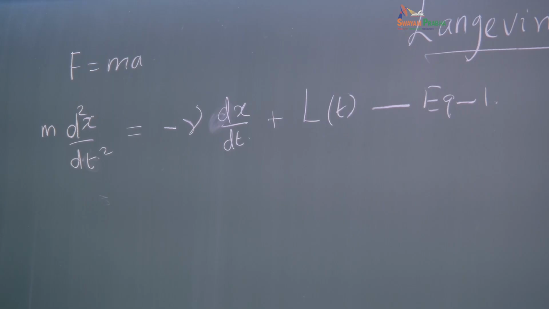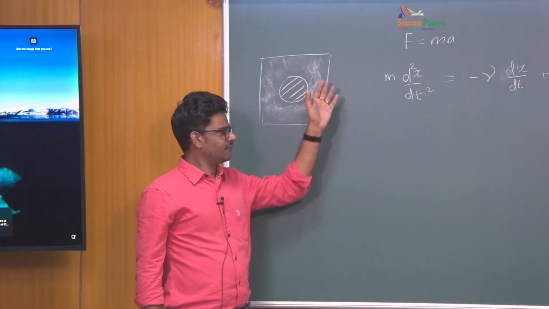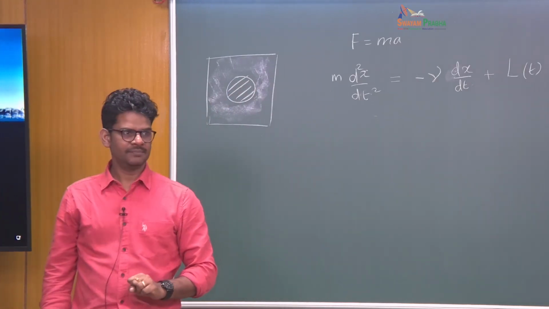And where is this coming from? It is coming from the very large number of collisions of the solvent molecules onto the particle at any given moment. Okay.